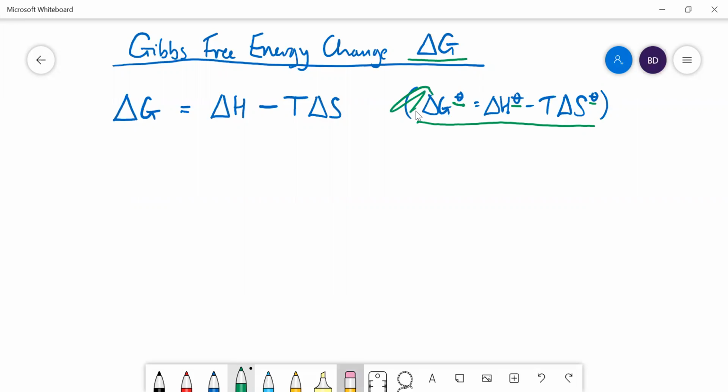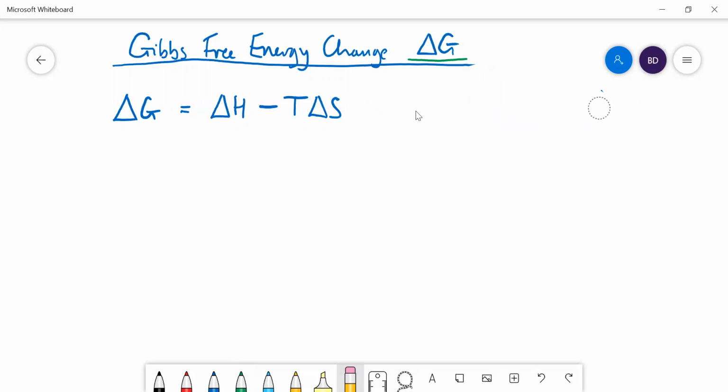Let's concentrate on this expression here. What are the units of delta H? We usually measure delta H in kilojoules per mole. Delta S, values are usually quoted in joules per mole per Kelvin. So to make it compatible, we need to convert it into kilojoules per mole. It's important that you don't forget to do that, otherwise you're going to get completely the wrong answer.